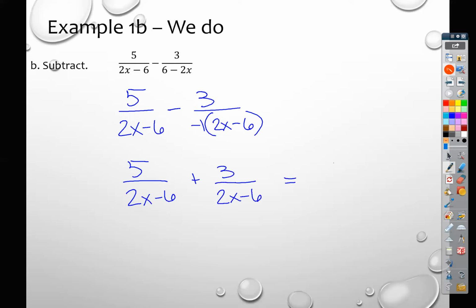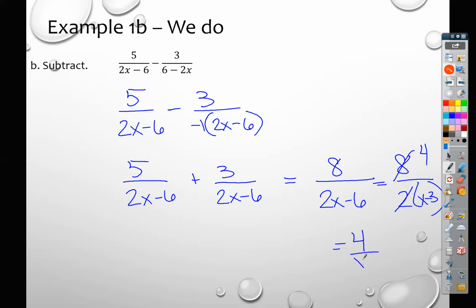Now I have the same denominator, so I just add the numerators. But I can still factor that denominator, right? So I can say 8 over 2 times x minus 3. And then I would simplify the 8 and the 2, so I would end up with 4 over x minus 3.